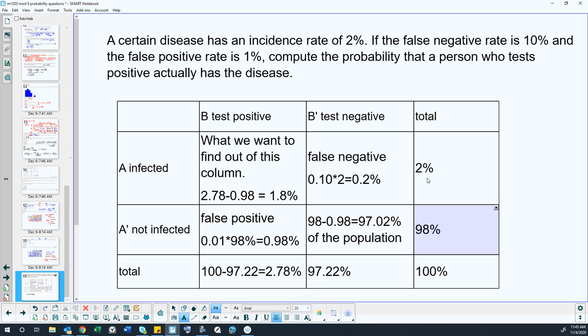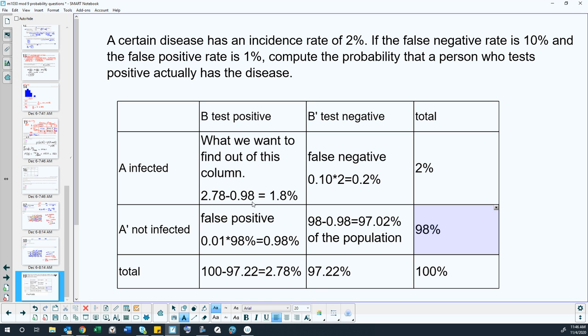So remember, if 2% of our population has the disease, then those that have the disease that test negative would be 10% of that. To find a percent of something, we change it to a decimal. So 0.10 times 2% of the population means it's going to be 0.2% of the population that would test negative but actually have it. Now that we have that number, we can find this number by subtracting: 2% minus 0.2% gives us 1.8%. So these two numbers, 1.8% and 0.2%, add up to our 2% total.